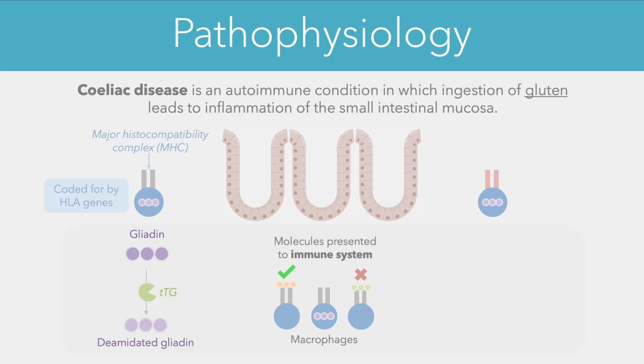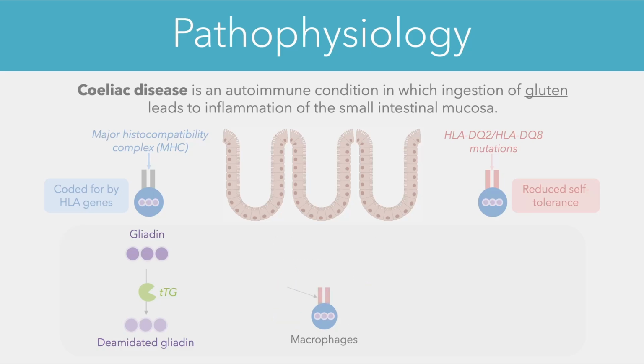And examples of this could be the HLA-DQ2 or HLA-DQ8 mutations, which basically result in the macrophages being less self-tolerant compared to usual. This means that the macrophages might present molecules on their surface which would not be presented in normal individuals. These two HLA mutations are heavily associated with celiac disease, and we can return to our main diagram to see how this might affect the pathophysiology.